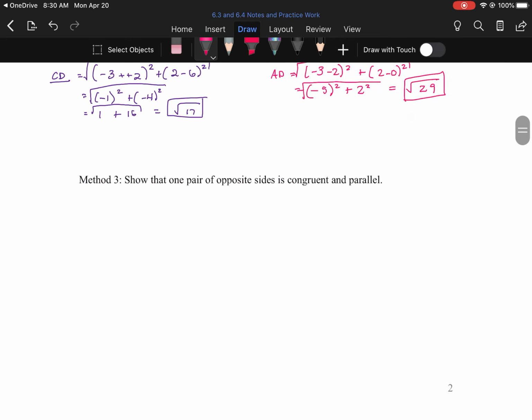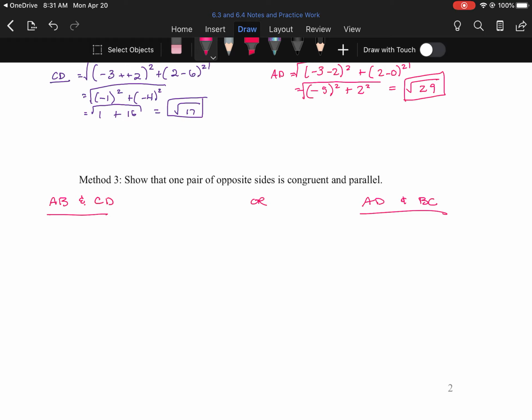All right, and last but not least, we have to show that one pair of opposite sides is congruent and parallel. So for this one, we actually already know all of this information, but I'm still going to go through and do it. So one pair. So you either need to pick AB and CD, or you can pick AD and BC. You don't have to do all four. You either pick the first two or the last two. I'm going to go ahead and do the first two.